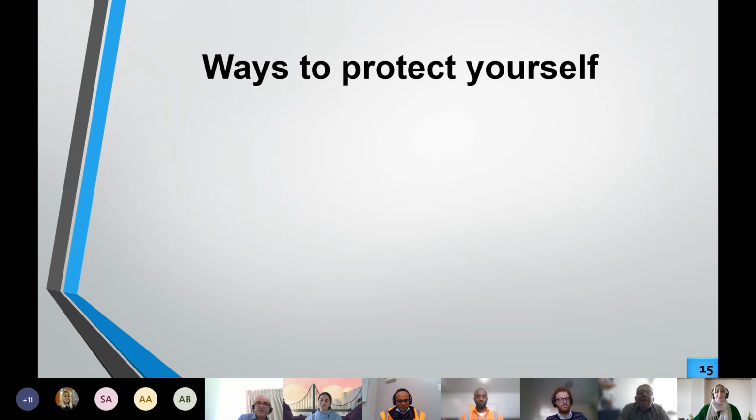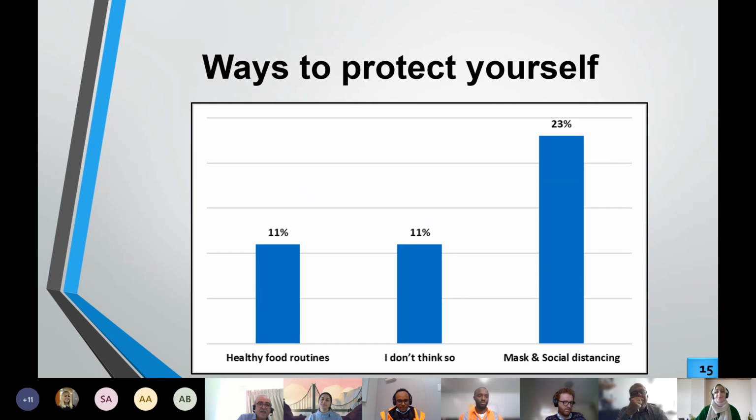About the other ways that we can protect ourselves, the participants believe that there are other ways to protect themselves and the community from COVID-19 effects. For example, 23% of them said that masks and social distancing could help. 11% believe that healthy food routines could protect from the virus effect, while the same percentage of them believe the opposite.